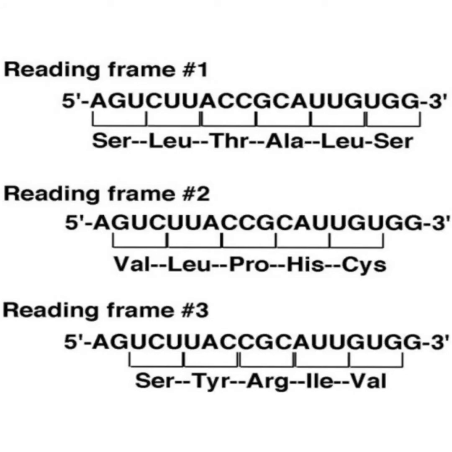In reading frame 2, one nitrogenous base is pushed and the frame is shifted towards the right side, and the reading frame shifting to the right side causes a change in the formation of the amino acids based on the coding of the codon. For example, GUC codes for valine, UUA codes for leucine, CCG codes for proline, CAU codes for histidine, UGU codes for cysteine. In reading frame 3, there is a shift of two nitrogenous bases where UCU codes for serine, UAC codes for tyrosine, CGC codes for arginine, AUU codes for isoleucine, and GUG codes for valine.